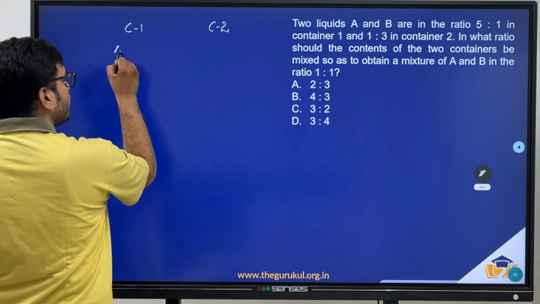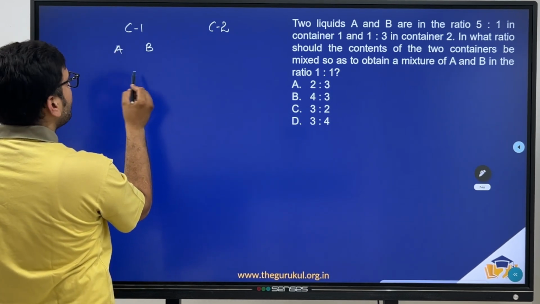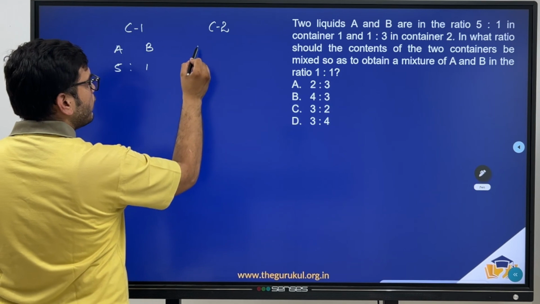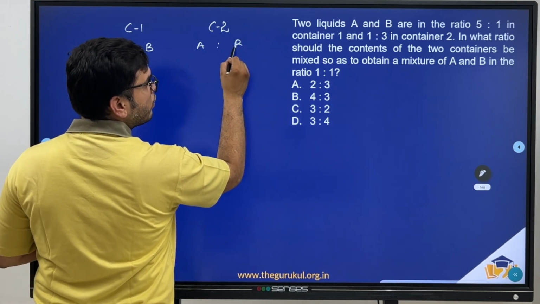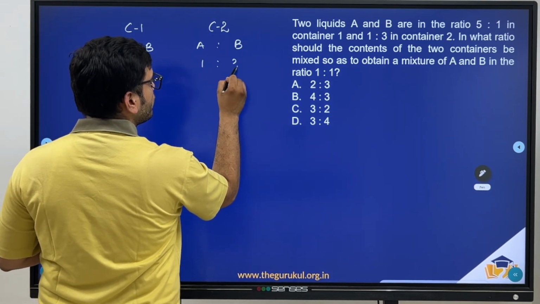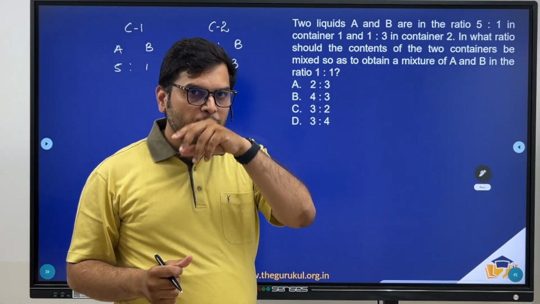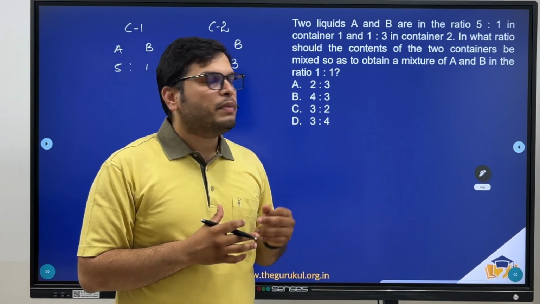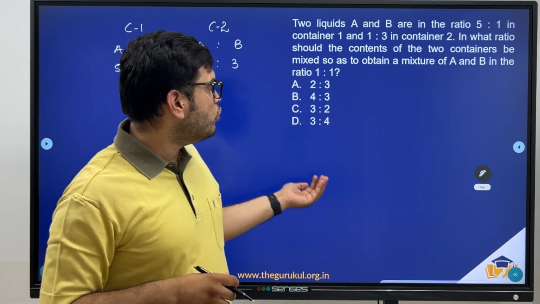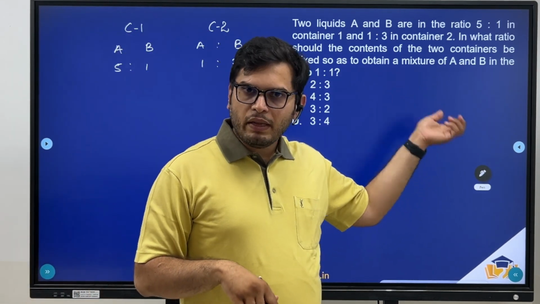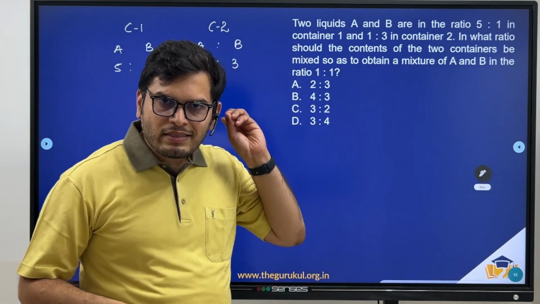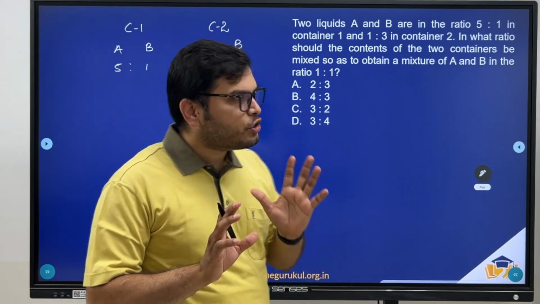So in container 1, the ratio of liquids A and B is 5:1. In container 2, it is 1:3, right? So in what ratio should these 2 containers be mixed? So the volume in the containers should be mixed so that you will have a resultant solution where the ratio of A and B is 1:1. Now the easiest way of solving this question is using alligation, right?